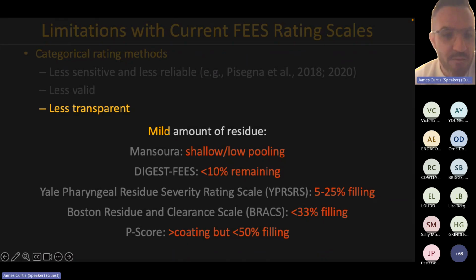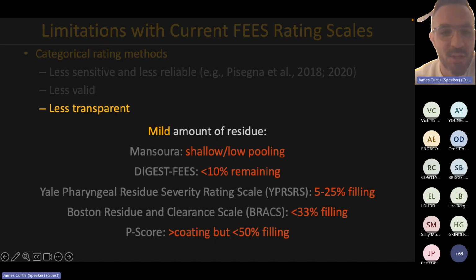So in dark gray, I have a variety of different FEES rating scales that have been published. They're all really great tools. I've used them all. And all of them use the word mild in terms of their categorical ratings of residue. But you can see in red that the definitions of mild change for each rating scale.